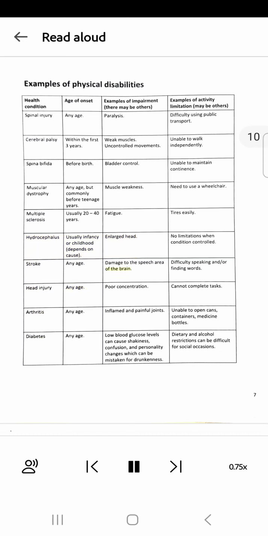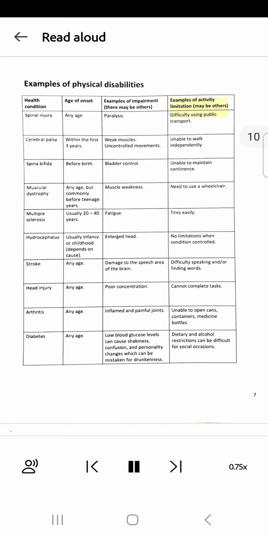Damage to the speech area of the brain. Poor concentration. Inflamed and painful joints. Low blood glucose levels can cause shakiness, confusion, and personality changes which can be mistaken for drunkenness.